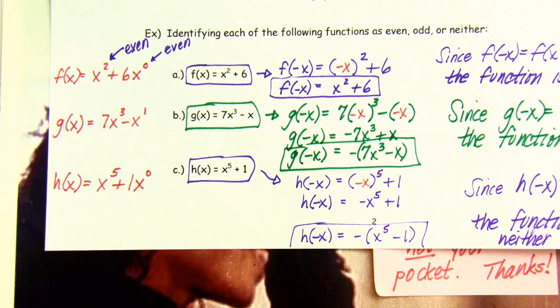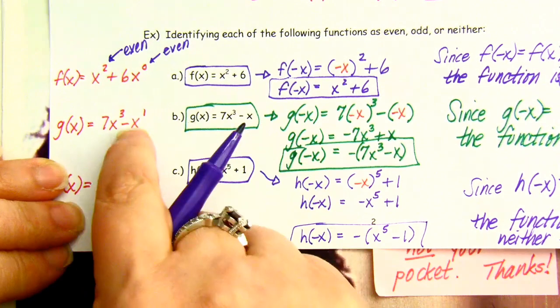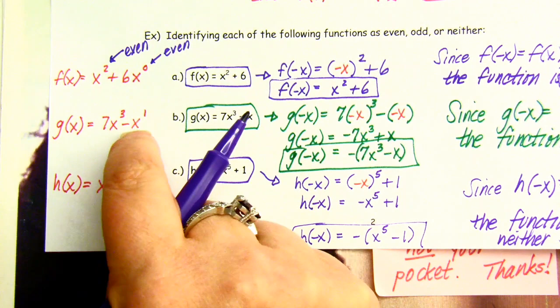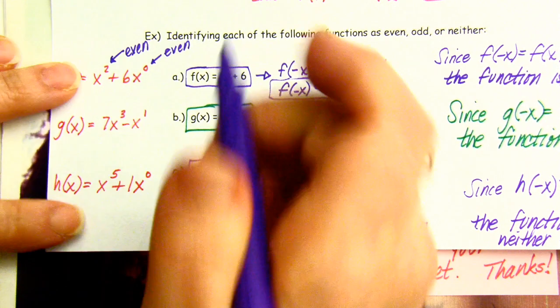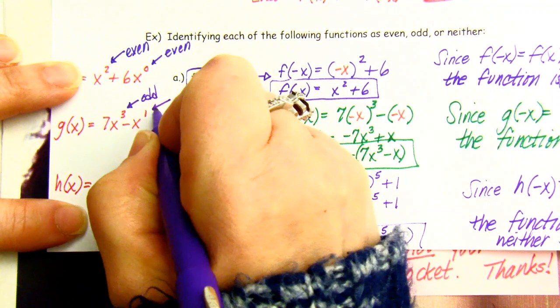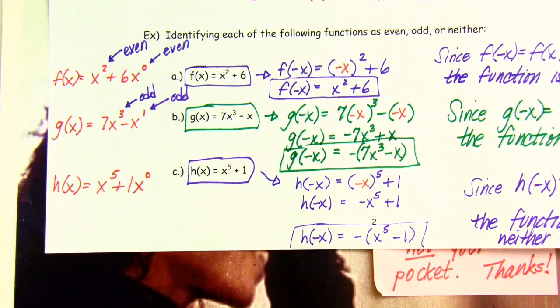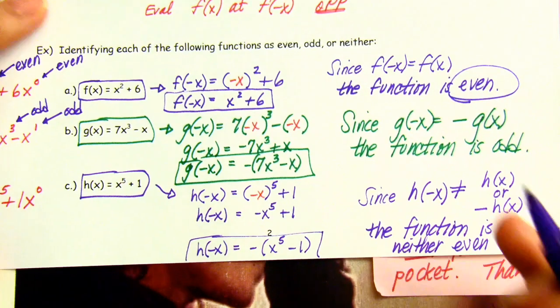All right, the next one. I'm looking at the exponents. This one had a variable. I just couldn't physically see the exponent, so I wrote the 1. The 3 is odd. The 1 is odd. If all of the exponents on the variables are odd, then the function is odd.